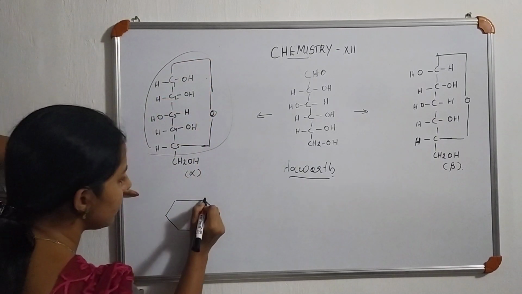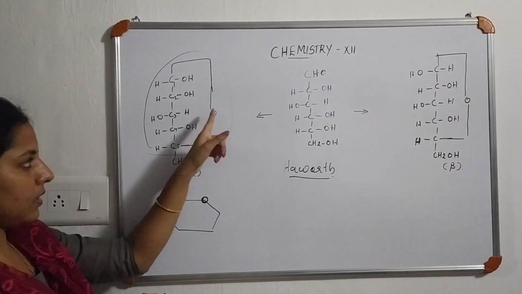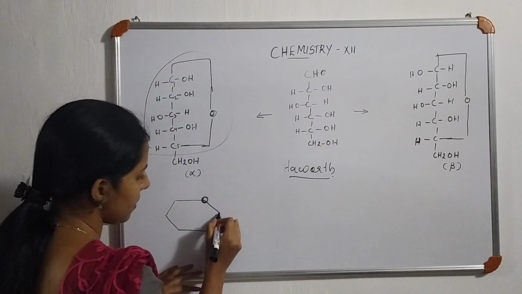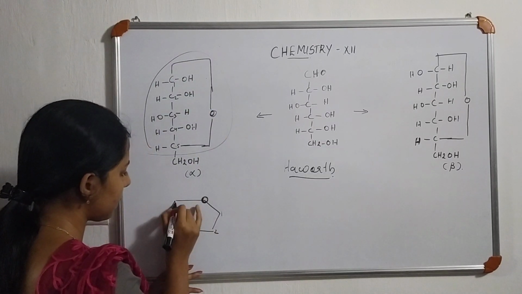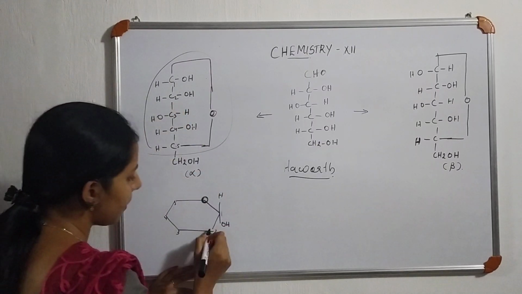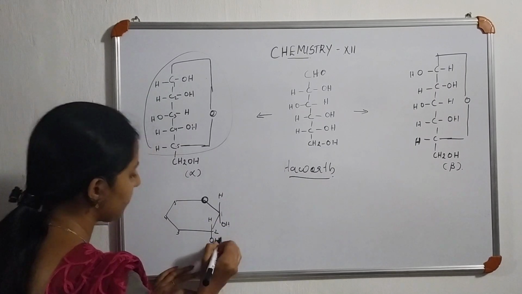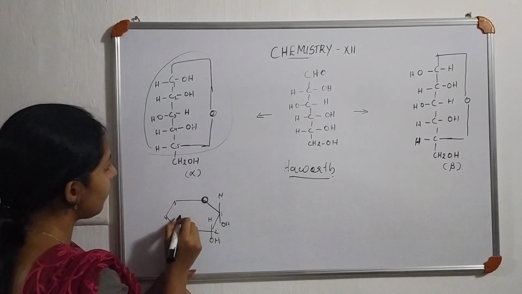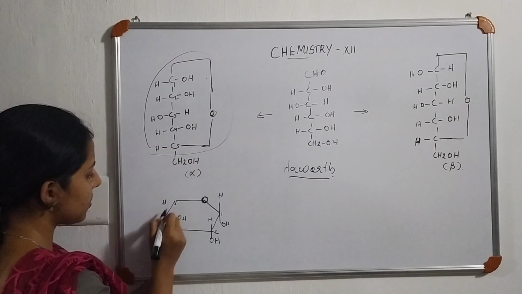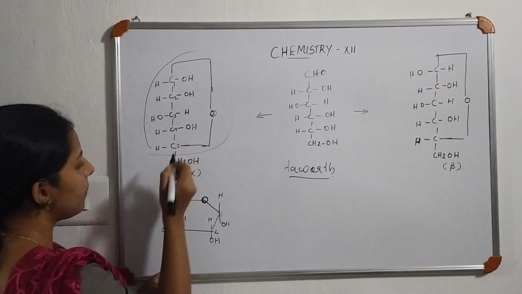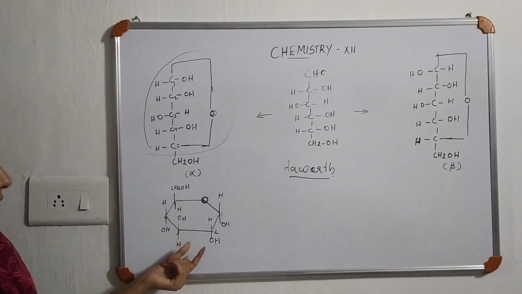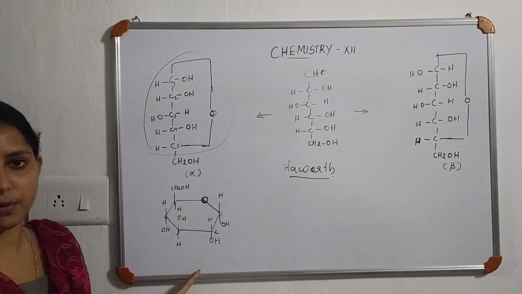And there is an oxygen. So here it represents this oxygen. And to the first carbon, there is H, OH. So this is the first carbon, second, third, fourth, fifth. The first carbon, H, OH. On the second carbon again, H, OH. Third carbon, OH, H. Fourth carbon, H, OH. On the fifth carbon, CH2OH, H. So this is the Haworth structure of alpha glucose.